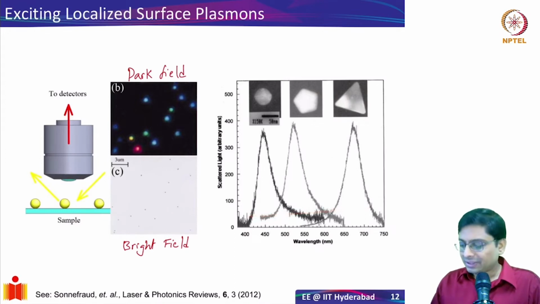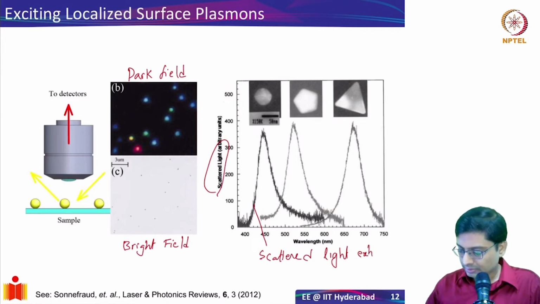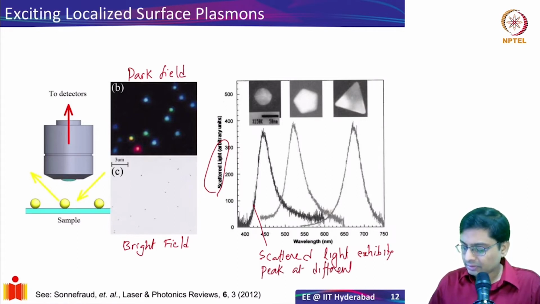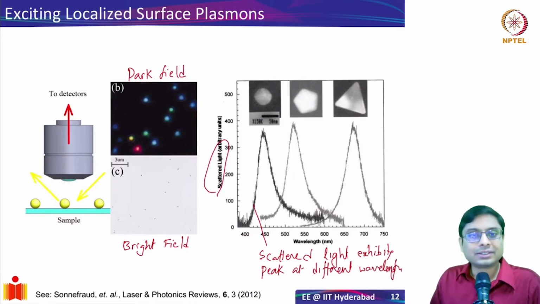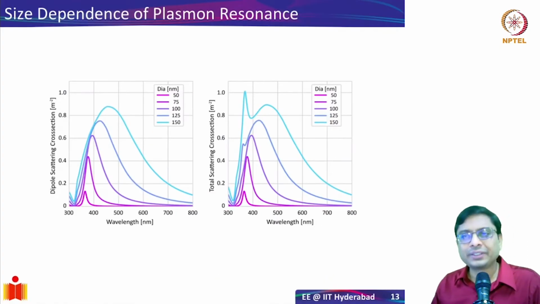And what I mean by resonant wavelength is that you see this peak in, this is a scattered light, right? So scattered light exhibits peak at different wavelengths. So you see that if you look at the scattered light mode, you'll see that the color is different for each of these nanoparticles. It can happen. And there is no easy way of understanding this size dependence of the nanoparticles.